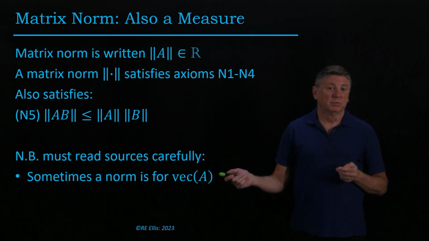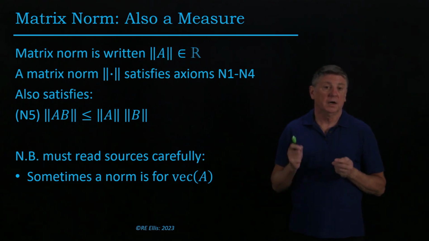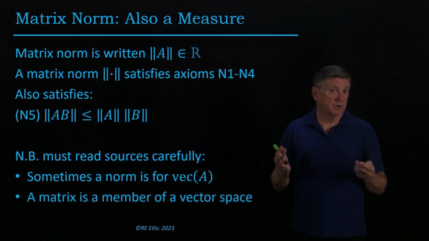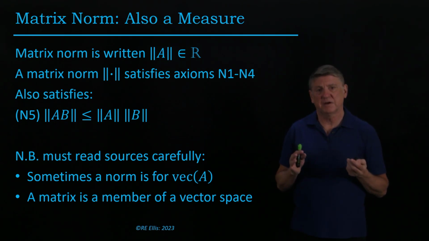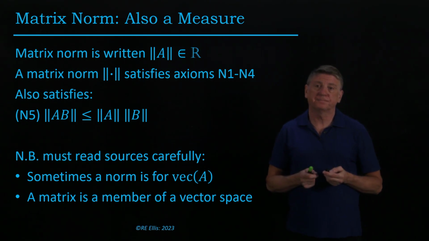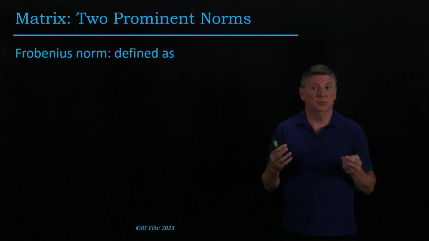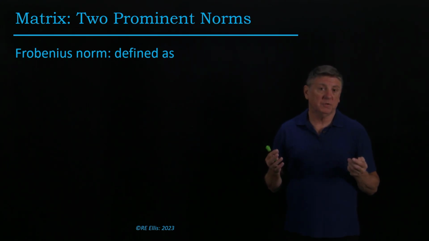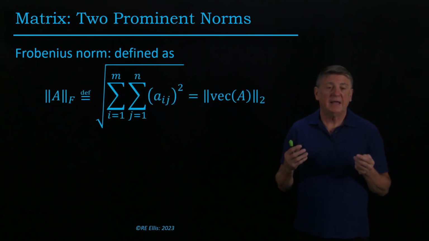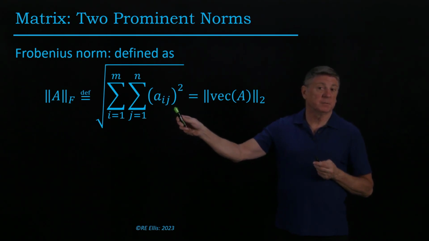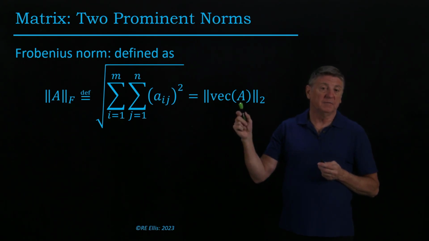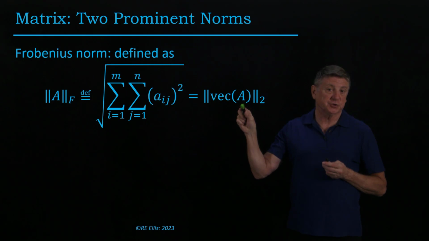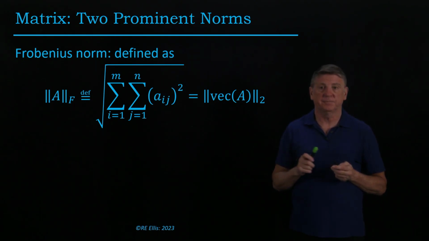And we have to read sources carefully. Some sources will refer to a norm for the vectorization of a matrix rather than just for the matrix itself. And recall that a matrix is a member of a vector space, so this sort of thing makes a certain amount of sense, but we have to read quite carefully. So two prominent norms. The first one, which is the most common for us, is the Frobenius norm, and this is defined as the square root of the sum of the squares of all of the entries. You could also think of it as the vector L2 norm of the vector we get if we take all the entries of A and string them together into one gigantic vector.